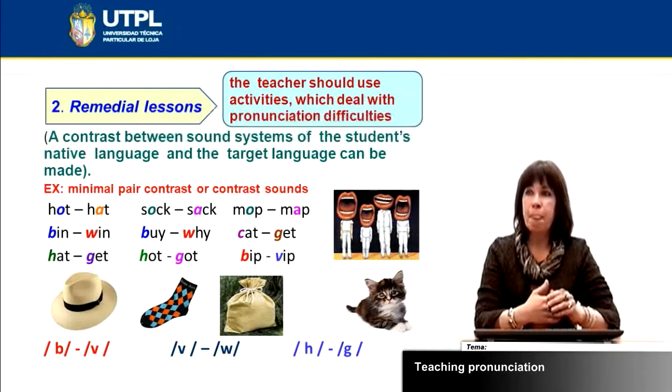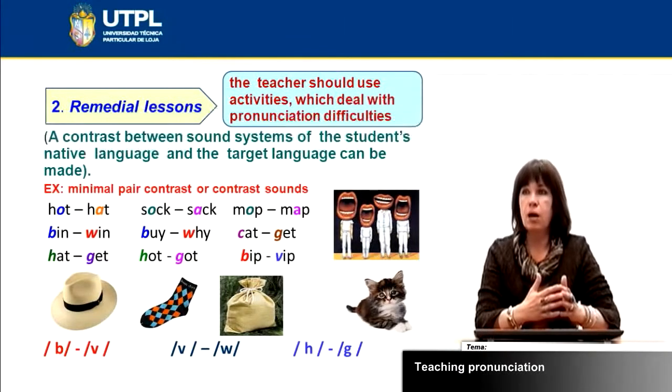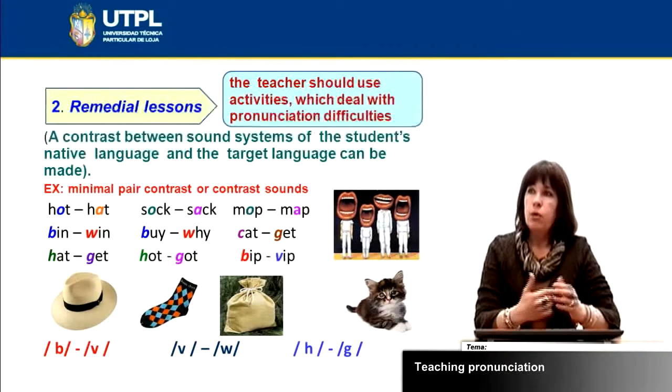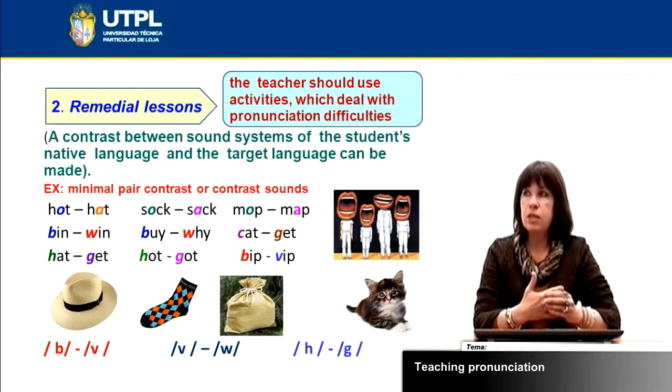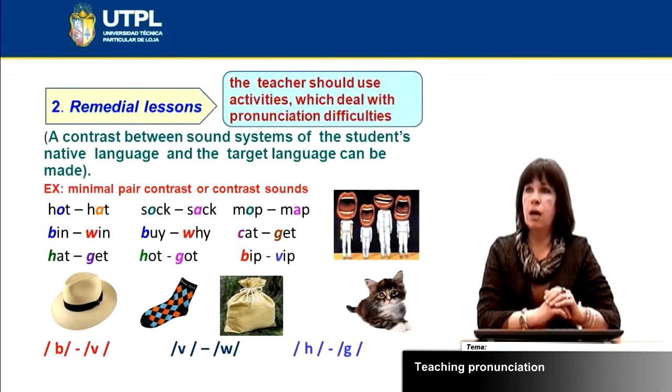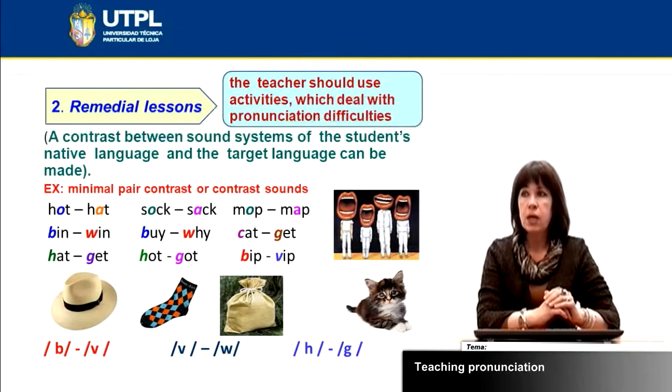Well, and so these classes are focused on specific troublesome sounds. Here you see the teacher should use activities which deal with pronunciation difficulties. So remedial classes are very specific lessons, and activities are designed around the most difficult or troublesome sounds. And here the main technique can be used like minimal pair contrast of sounds.